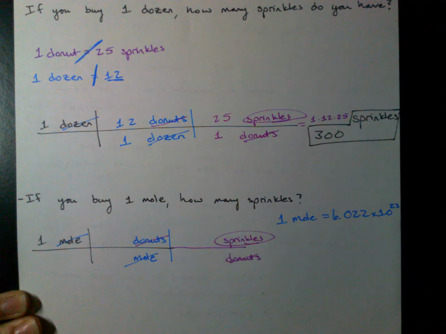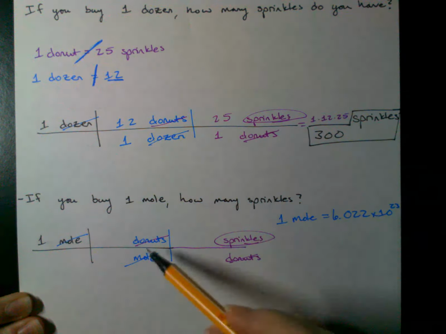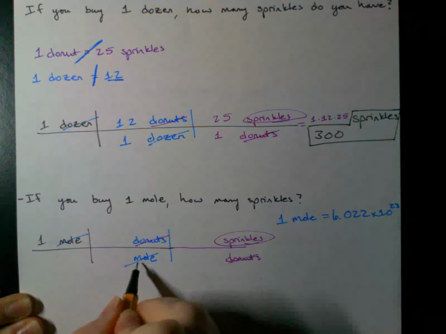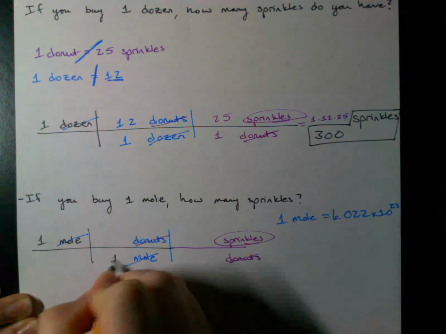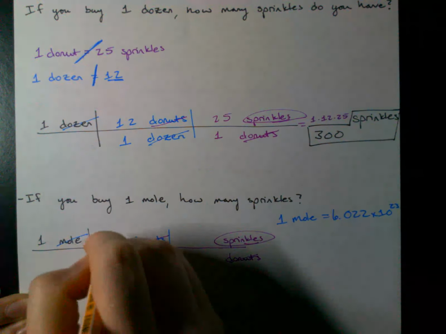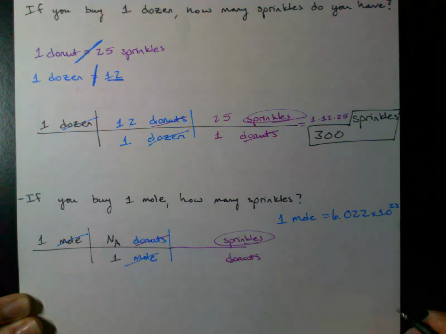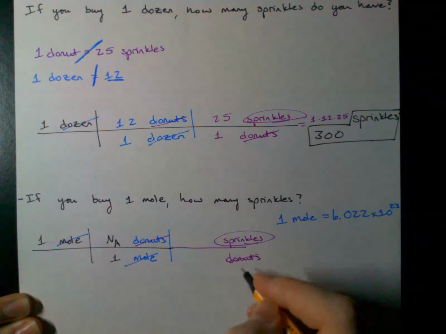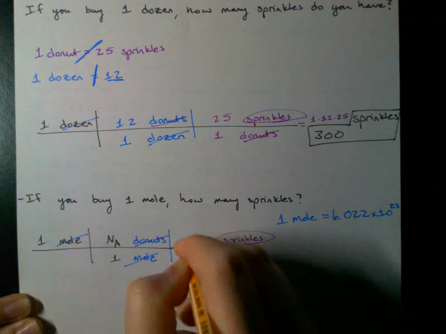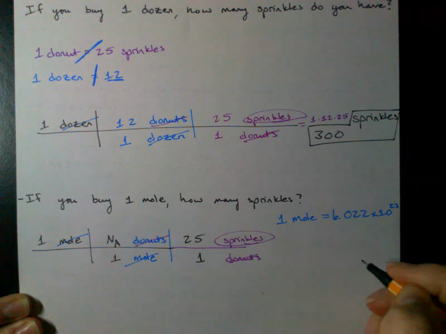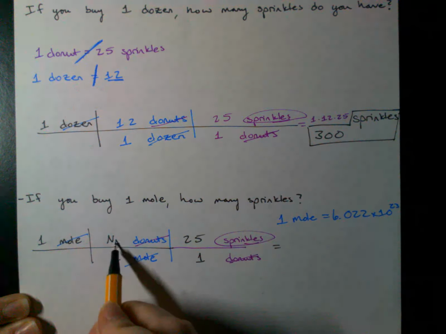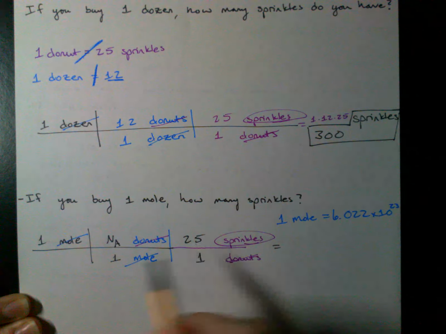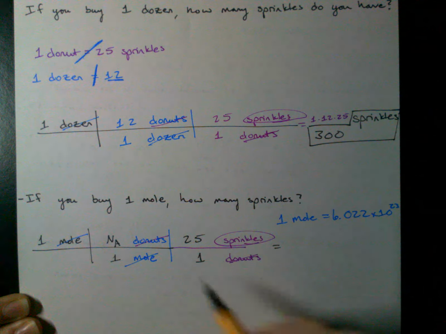Now that I know my setup is correct and all my units are set up, now I'm going to go back through and I'm going to put numbers in step by step. So mole is really, really big. 1 goes with mole. 1. And then Avogadro's number, 6.022 times 10 to the 23rd, donuts. And then for every donut I have, I get 25 sprinkles. Okay. So this is going to be 1 times Avogadro's number times 25 divided by 1 divided by 1.